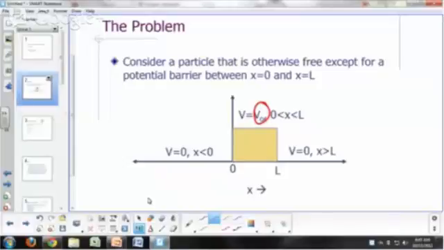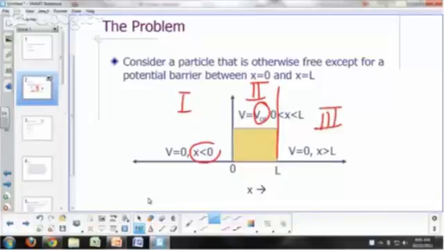Now to solve the Schrodinger equation for this, it's best to divide this problem into three parts, basically three regions. For x less than 0, we call that region 1. Region 2 would be between x equals 0 and x equals L. And then we solve for psi for region 3, for x greater than L. So we solve the Schrodinger equation for psi separately for each of those regions.